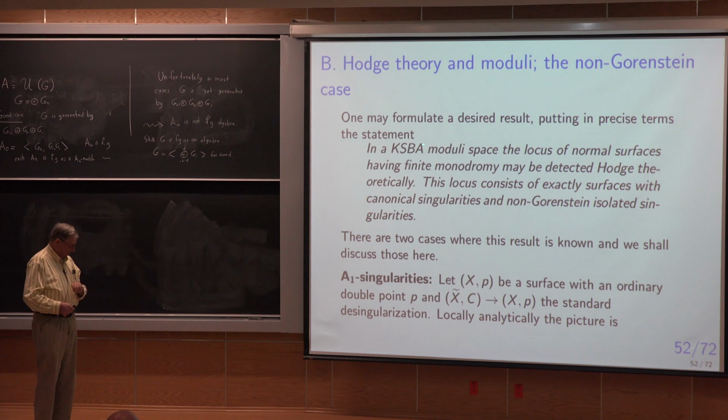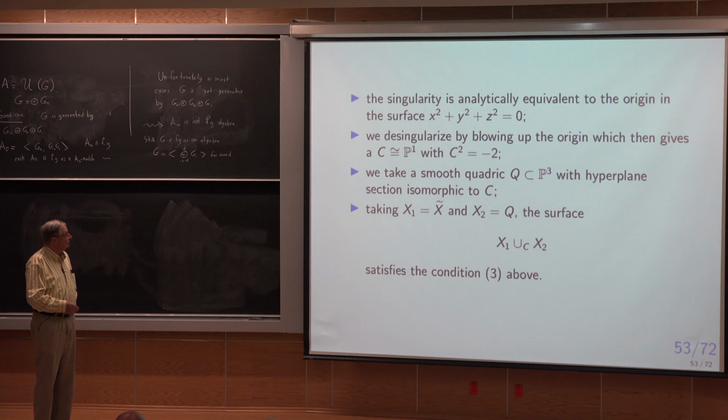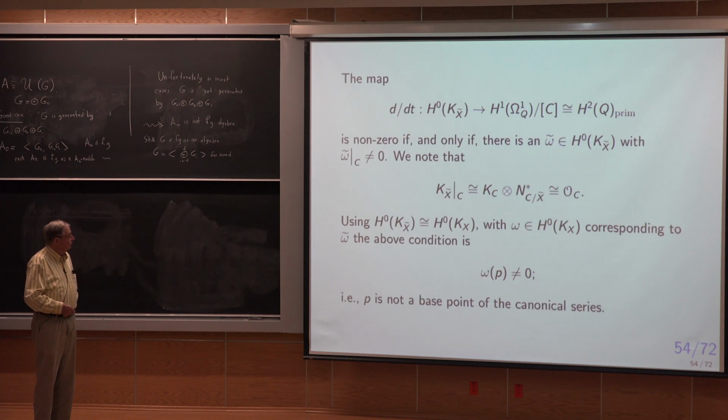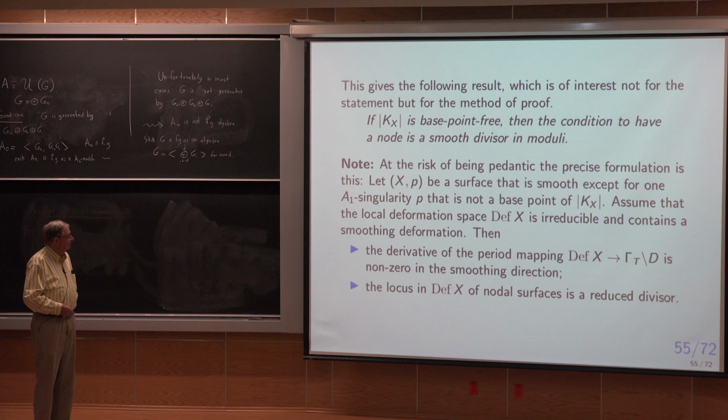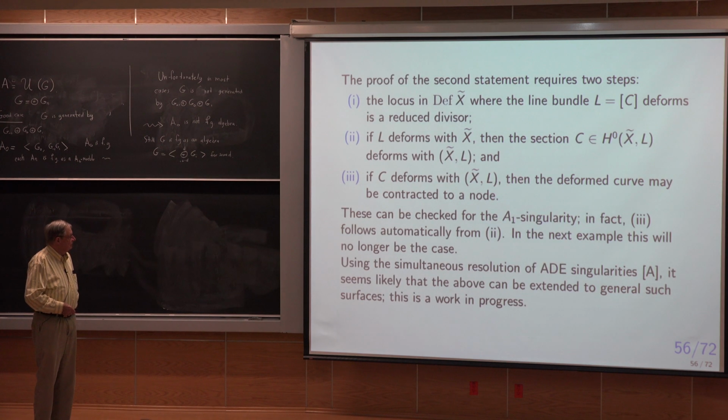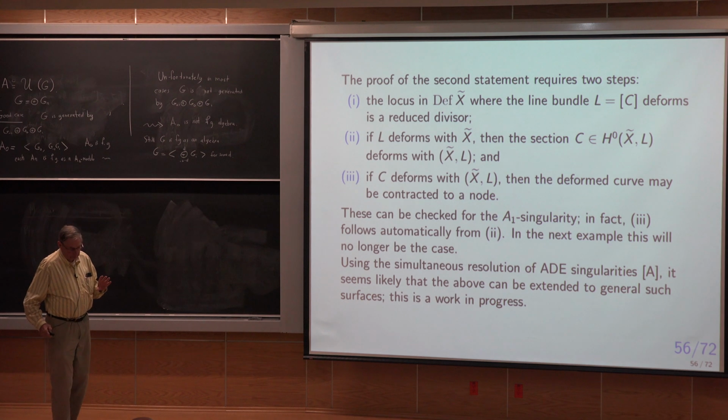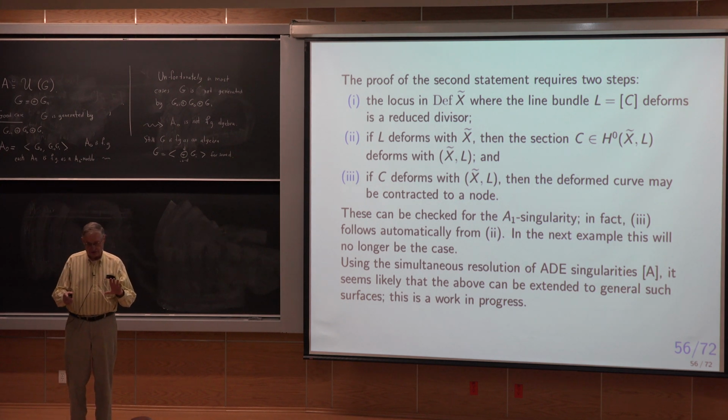So I want to close with just a few words about Hodge theory and moduli in the non-Gorenstein case. The A1 singularities, I mentioned those earlier, and I won't say much about that. The bottom line is that in the moduli space of surfaces, those with an A1 singularity can be detected Hodge theoretically.